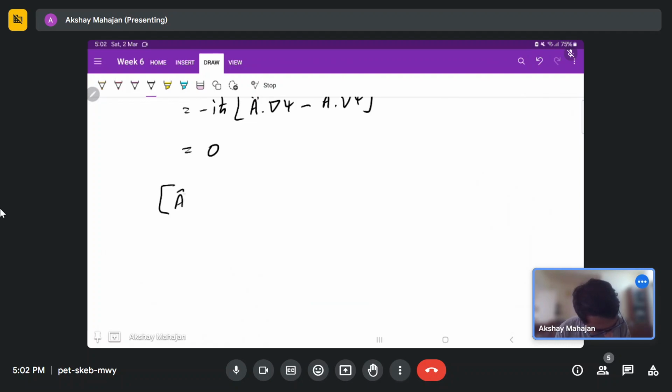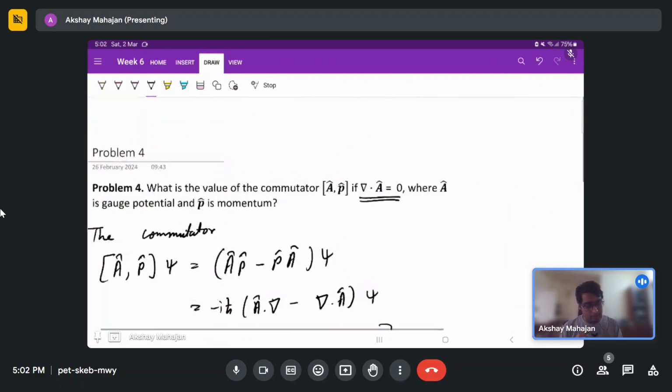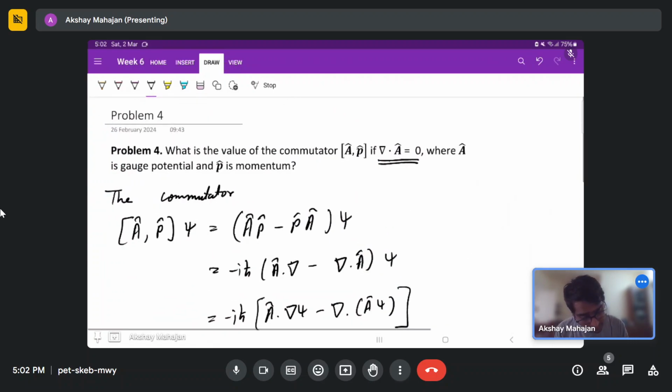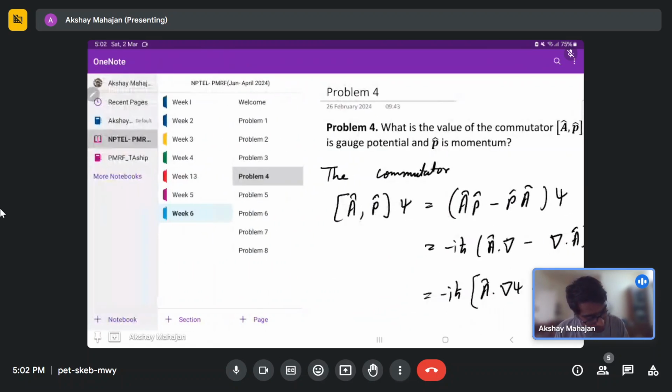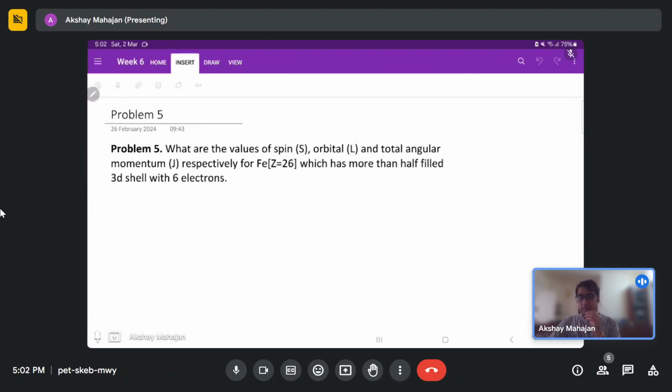So [A, P], this commutation, A P minus P A, will be equal to 0. Okay, so the gauge potential that we use will commute with the momentum operator. Okay, so this was our problem number 4. So let's move on to problem number 5.